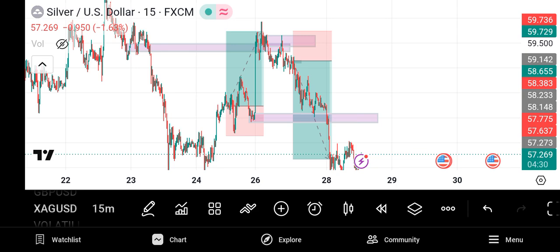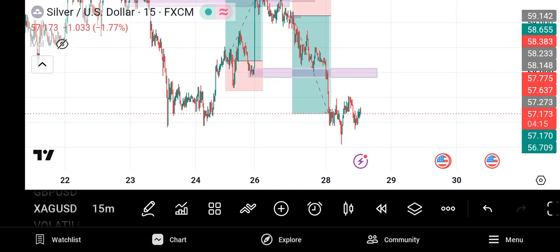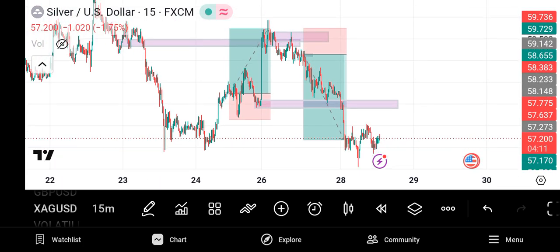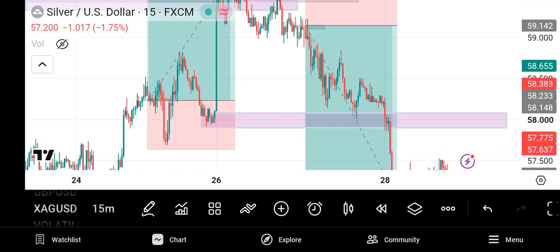And as usual, before I start my video, I always tell you that this is the continuation candle pattern that I am using. So why did I sell from this point? Why did I take this sell?